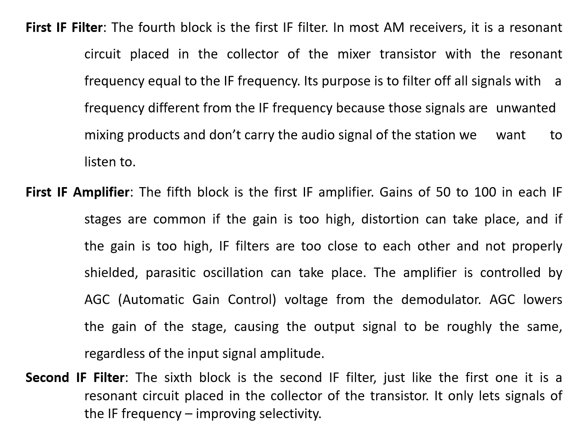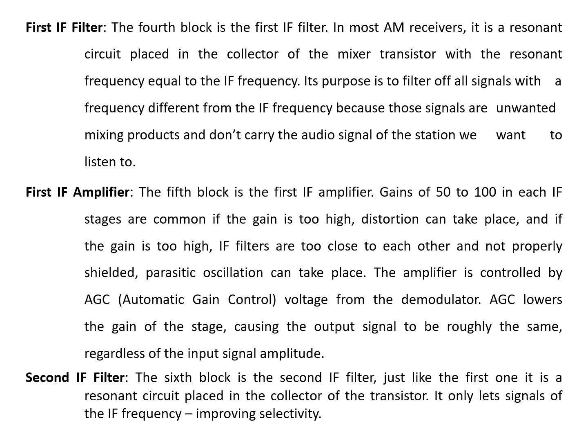Here the IF filters are very close to each other and not properly shielded, and parasitic oscillation also takes place. So the amplifier is controlled by an automatic gain control circuit, or AGC, using the voltage from the demodulator. The automatic gain control lowers the gain of the stages, causing the output signal to be roughly the same regardless of the input signal amplitude.